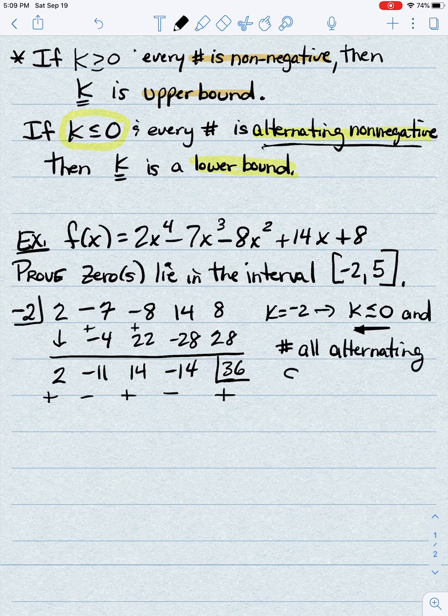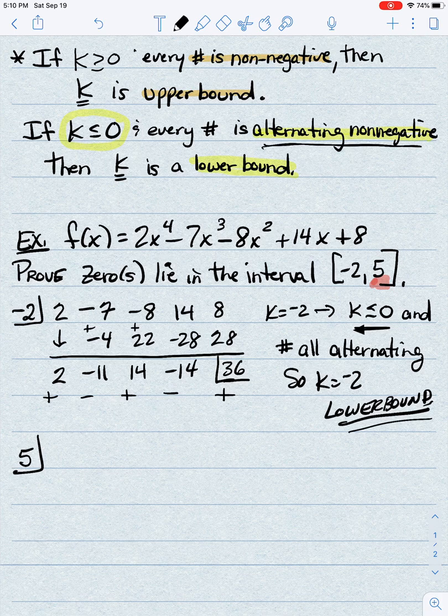Okay, so k equals -2 is going to be a lower bound. I got so excited that it worked, I got marking things in the wrong spot. Sorry about that. Okay, now let's test for the upper bound. Let's take the 5, that was given to us over here, and we're going to say 5 is the k value for the upper bound.